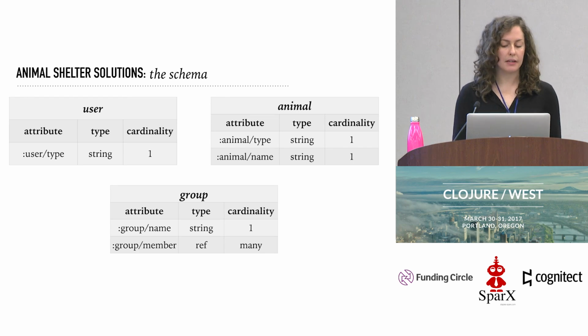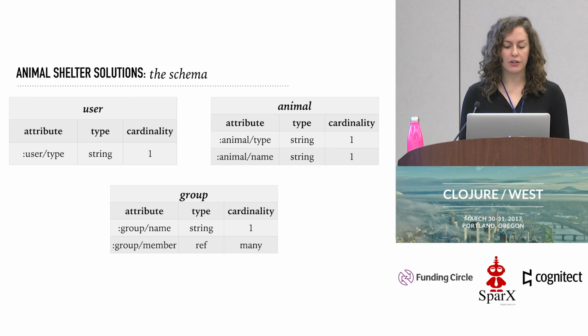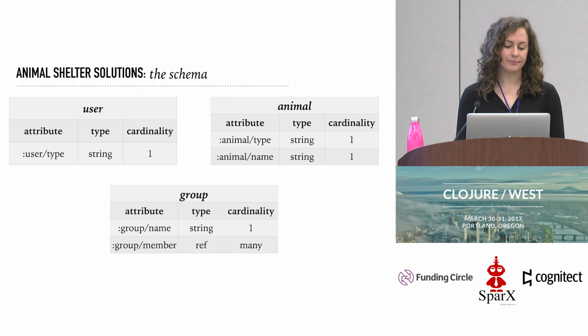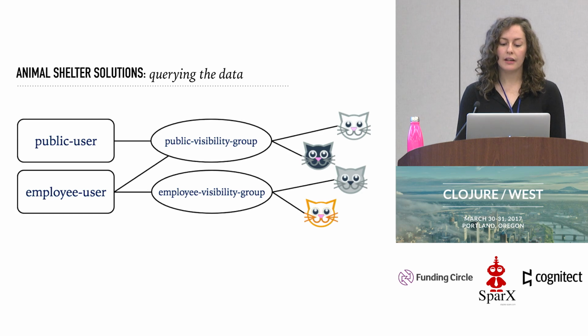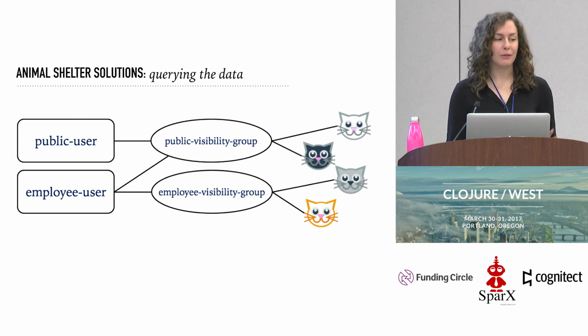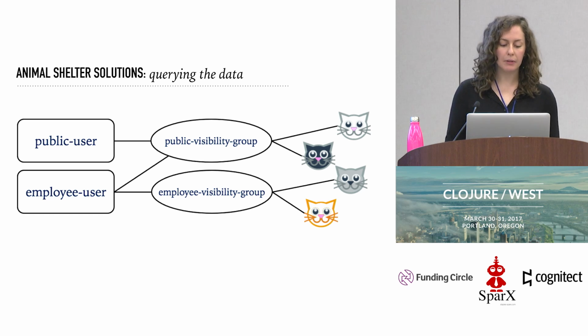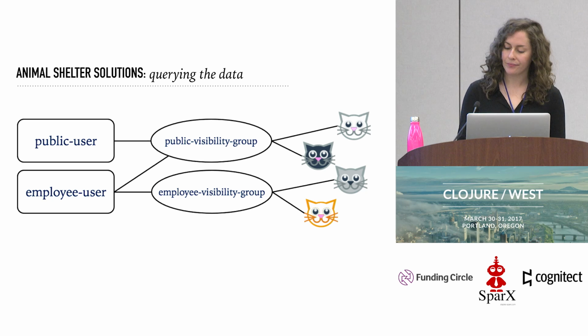Because Datomic's schema is flexible, this group member attribute could either be used to describe a user, which is how we're going to associate users with groups, or it could be used to describe an animal, which is how we're going to associate animals with groups. Now let's write our first query that will allow us to get from the user to the group and then to the cats. As we walk through this query the first time, let's pretend we're looking at a public user, so we're looking at the top branch.